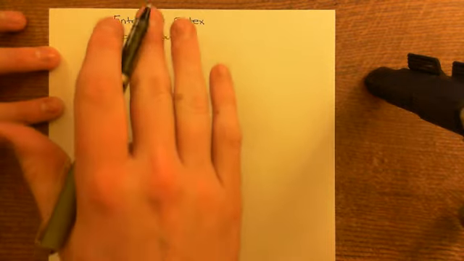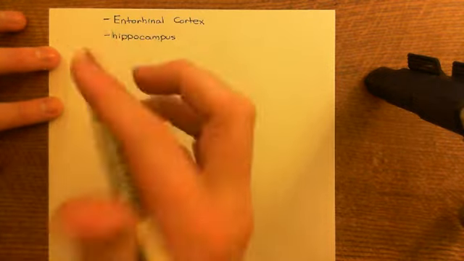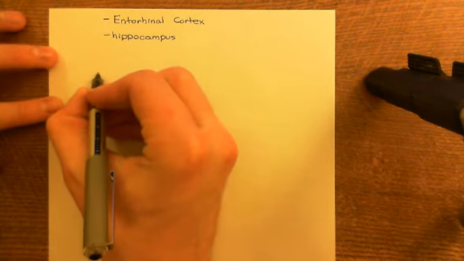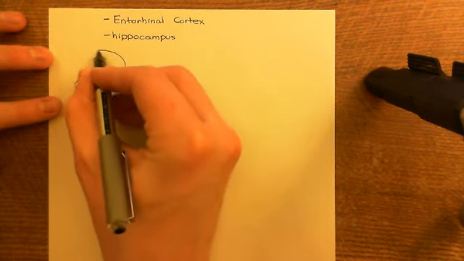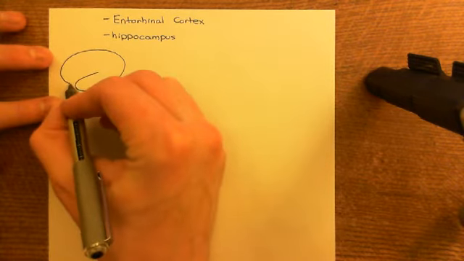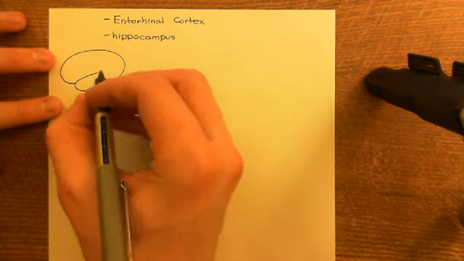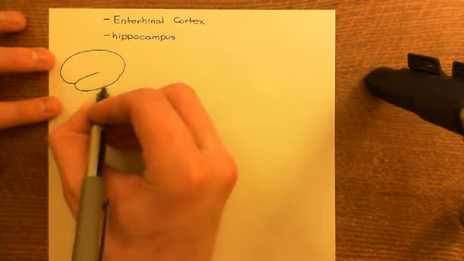The hippocampus and entorhinal cortex are located in the medial temporal lobe. Okay, so let me show this on our familiar picture where we are viewing the left cerebral hemisphere from the left-hand side. Okay, so this is the temporal lobe here.